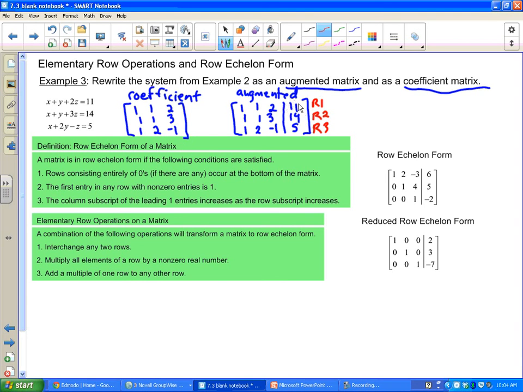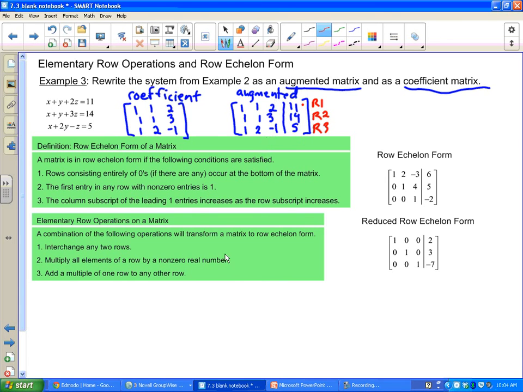So I can switch row one and row two around so that this row is actually the one on top and the top one is actually the one in the middle. And I can do that with any of my rows. I can just make them switch places. But all of the numbers have to stay in the same order, column-wise, left to right, as they were before.